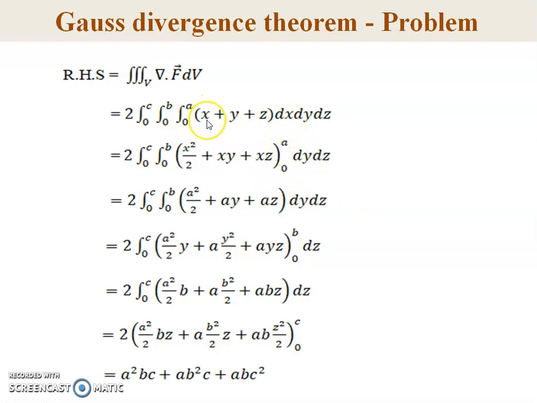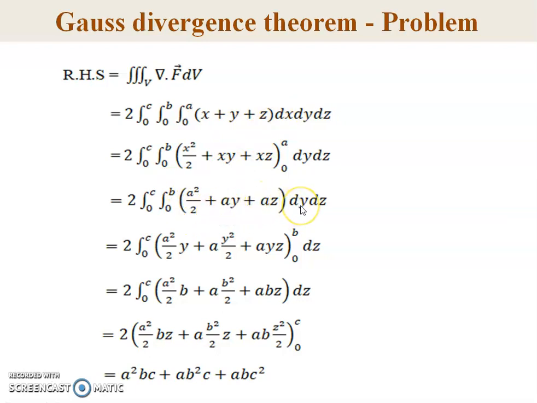If we integrate with respect to x, x becomes x² by 2, but there is no x term here, so put x here, xy. There is no z term here, so put xz, because this is integration, this is not differentiation. If there is a constant term, we have to introduce the variable. Now apply the limit. What happened? a² by 2 plus ay plus az.